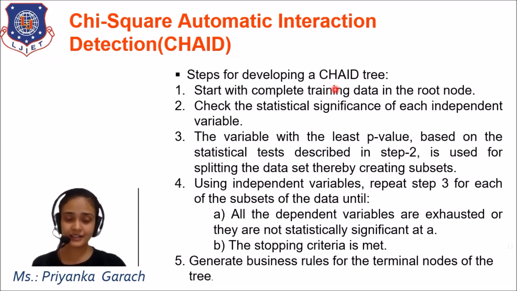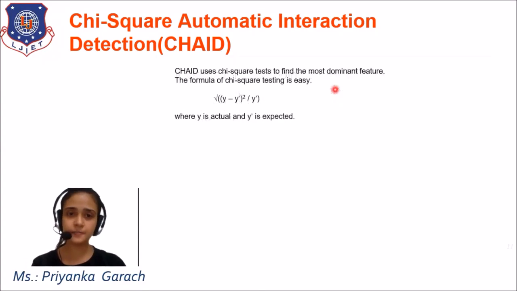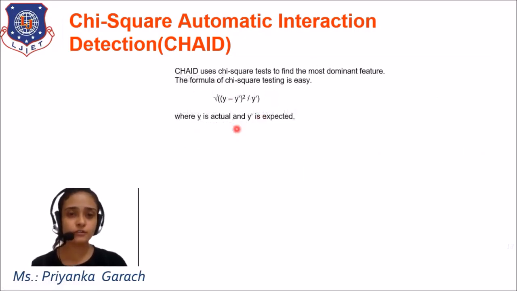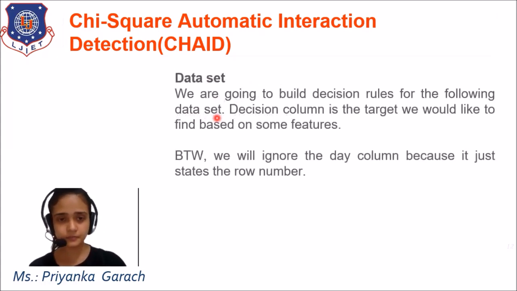Let's understand the example first, and then we will see this algorithm so you can understand easily. CHAID uses the chi-square test to find the most dominant feature. The formula of the chi-square test is the square root of (y minus y dash) the whole square divided by y dash, where y is the actual value and y dash is the expected value. So we have to see this formula and we will see an example.